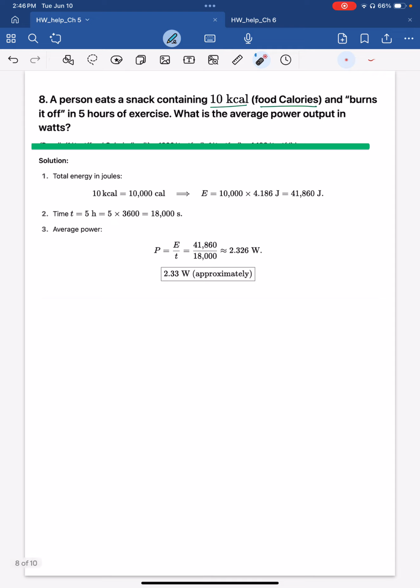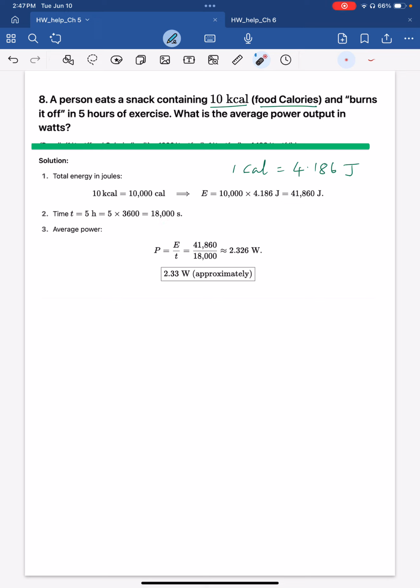And then to change calorie into joule, you have to know that one calorie is 4.186 joules. So that's why I've multiplied with 4.186 to get this. So you got the energy, and now you need the time. Oh, 5 hours, you got to change it into seconds. Since there are 3,600 seconds in an hour, just multiply this and you get 18,000 seconds.